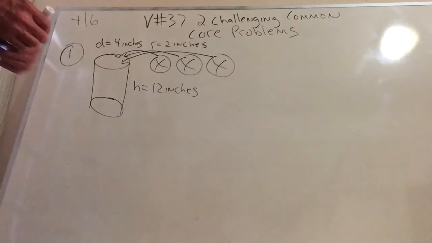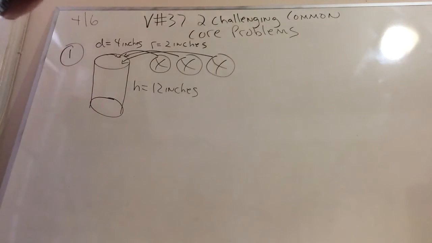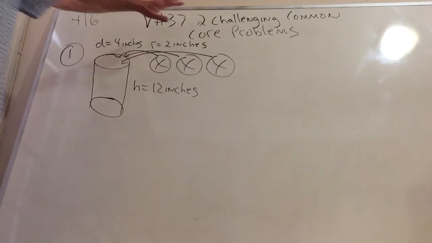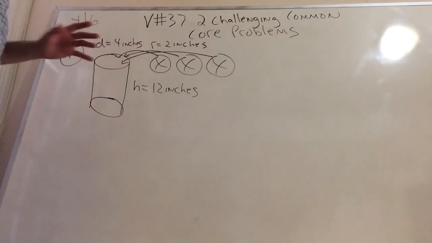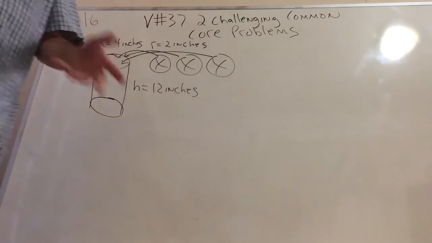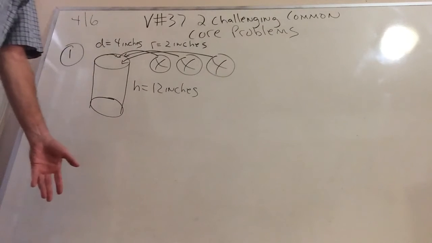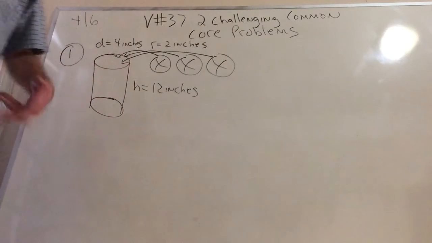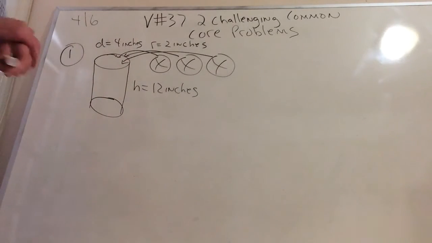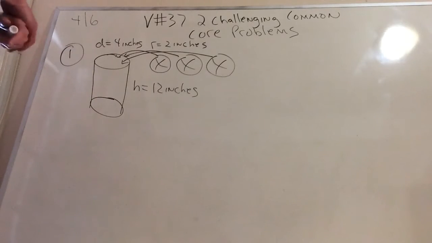Okay, let's get going on this one here. This is video number 37, the fourth one for today. The title here is Two Challenging Common Core Problems. That means they've been given in the past on the Common Core test and just aren't routine problems like I've been giving you in your assignments.